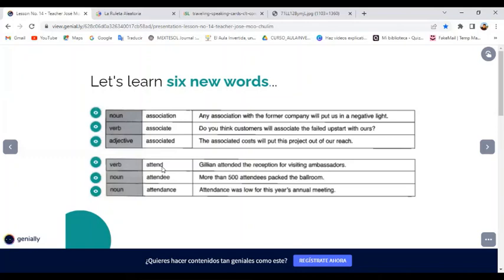To take a meeting or take a class. Okay, to take a meeting, to take a class. Excellent. Benjamin, Alicia, do you know this word?